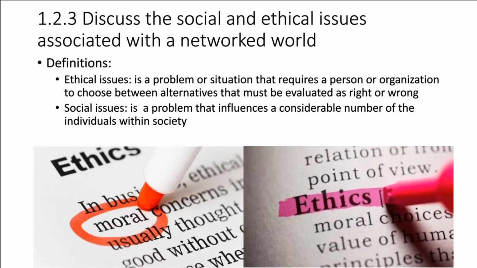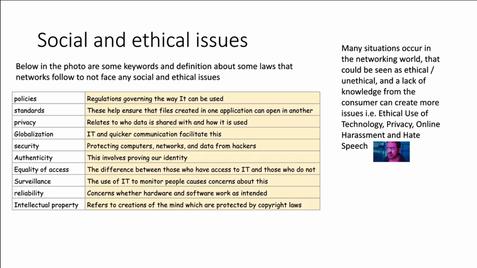So 1.2.3, discuss the social and ethical issues associated with the networked world. So definitions: an ethical issue is a problem or situation that requires a person or organization to choose between alternatives that must be evaluated as right or wrong. And a social issue is a problem that influences a considerable number of individuals within society. So these are just some social and ethical issues.